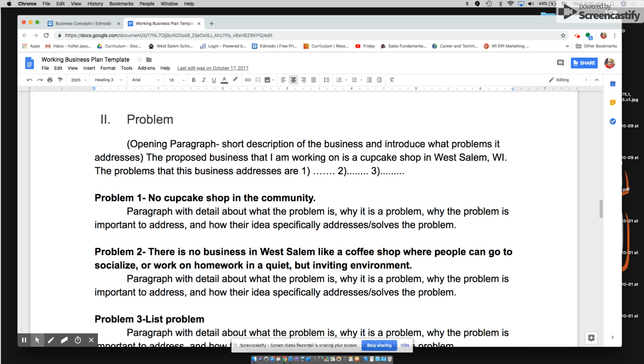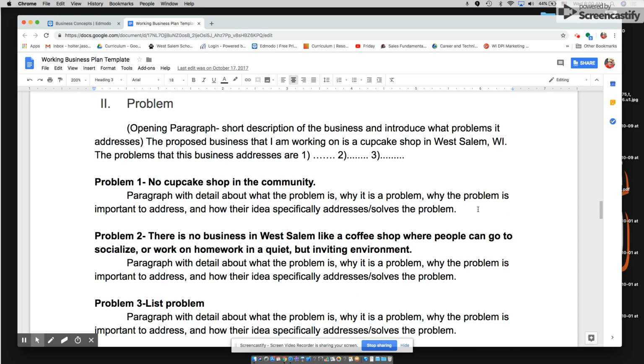The first part that you're going to start with is your problem, like you've done on the left side of your lean business model. Your opening paragraph is a short description of the business and introduces what problems it will address. The proposed business that I'm working on is a cupcake shop in West Salem. The problems that this business addresses are 1, 2, 3, or if you have more, add them in there. So problem number 1, whatever it is, then discuss why it's a problem, why it's important to address, and specifically how your idea addresses that problem.